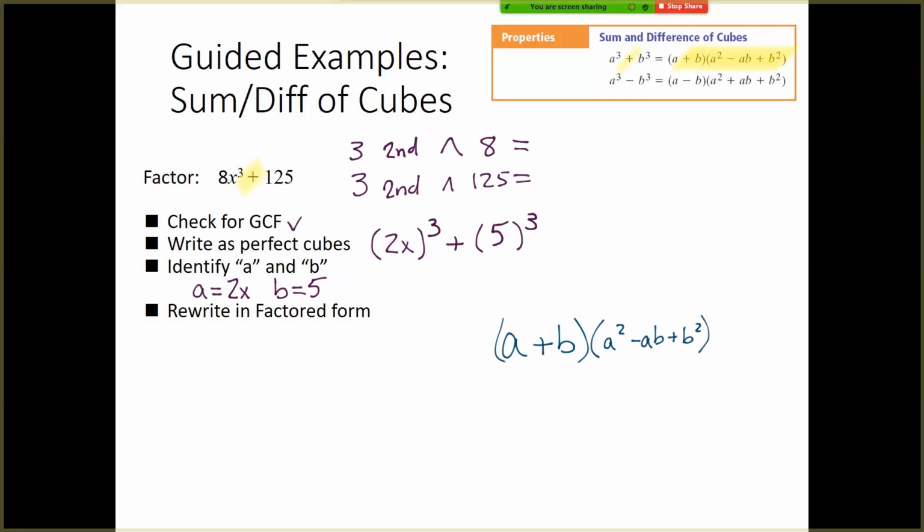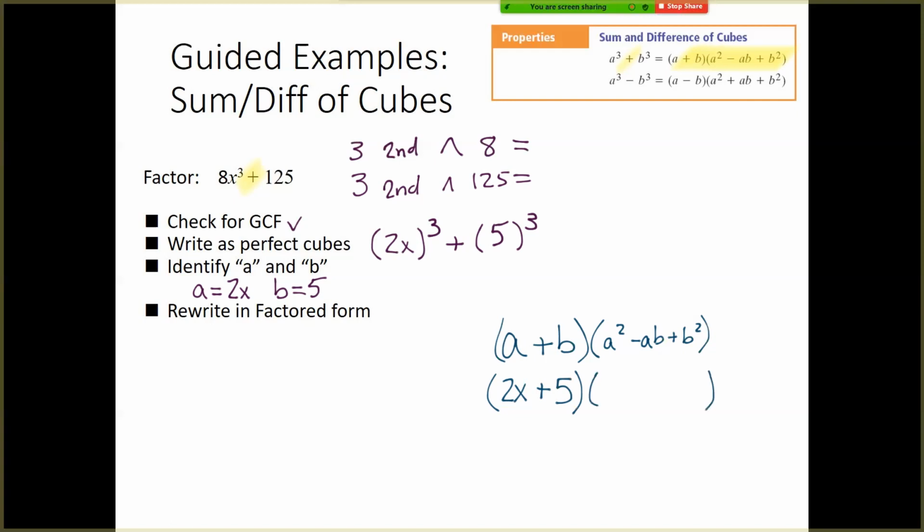And then we're just going to plug things in. Remember, A is 2x. So the first term we have is 2x plus B, so plus 5. Our first set of parentheses is the easy one. You just have to bring A down, bring B down. So 2x plus 5 goes in my first set of parentheses.